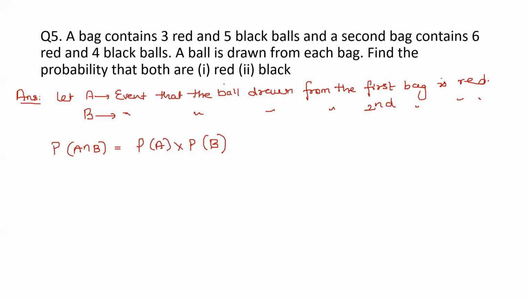You are getting 3 by 8. That's correct. And 6 by 10, that means 3 by 5. Very, very good, Umir. Multiply these two. Tell me the final answer. So P(A) is 3 by 8, you're getting. But remember, Umir, use the combination.